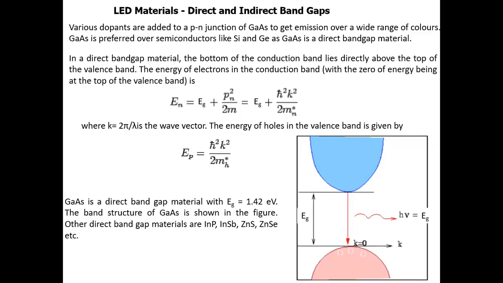The energy of the electron in the conduction band, with the zero of the energy being at the top of the valence band, is given here. Gallium arsenide is a direct bandgap material with a bandgap of 1.42 electron volt. The band structure for gallium arsenide is shown here. Other direct bandgap materials are indium phosphide, indium antimonide, zinc sulfide, zinc selenide, etc.